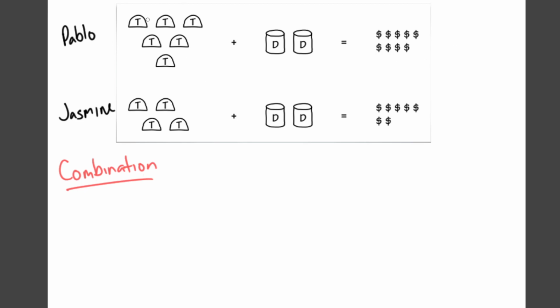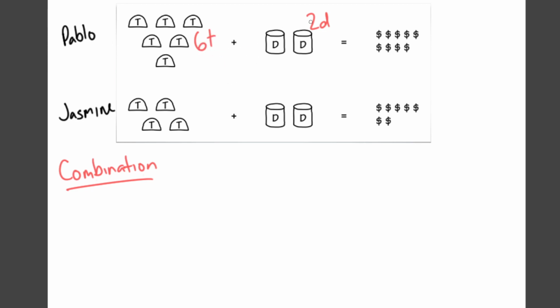The first equation we have is 6 tacos, or 6T, and then here we have 2D. 2 drinks. 6 tacos plus 2 drinks. The variables here actually represent how much we're charging. So for example, if each taco was $5, this would be 6 multiplied by 5. 6 tacos times $5 for every taco.